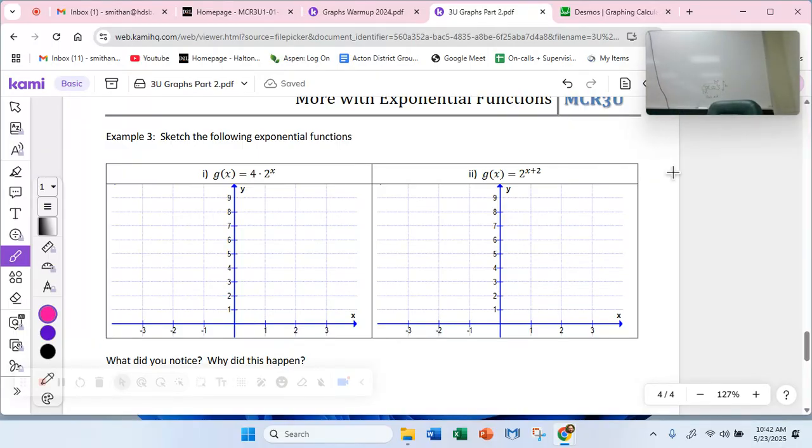Can you guys graph this one on the left? 4 times 2 to the power of x.